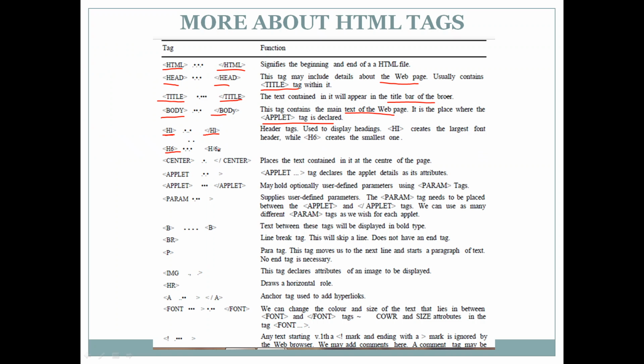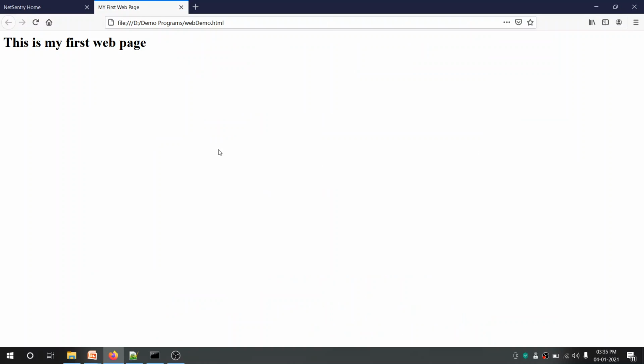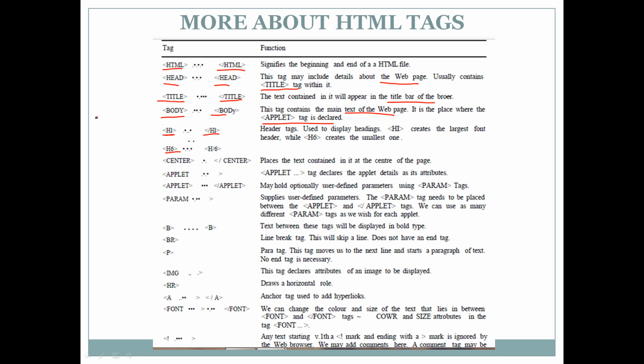I have saved it. Let us execute, and you can see the output. The text which is displayed in h1 tag has a font size larger than the h2, where h2 is having a larger font size than h3, and so on. So that is about heading tags.